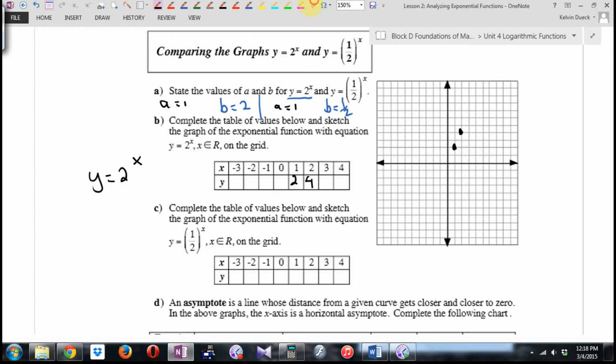What's 2 to the 3? Don't say 6. Remember, this is 2 times 2 times 2. 8. So it goes through 3, 2, 4, 6, 8.